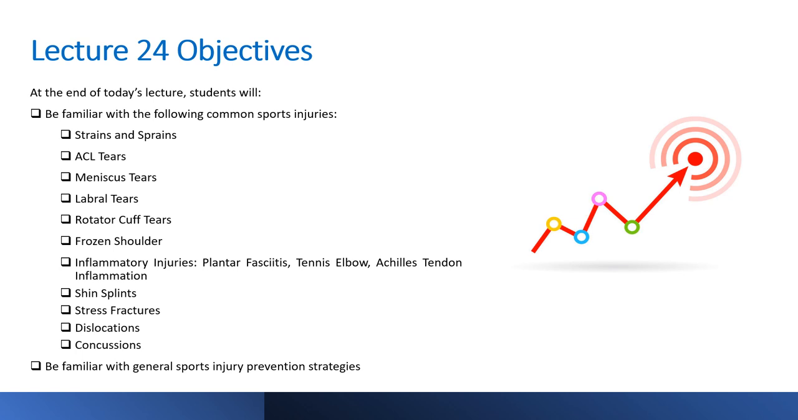And in terms of our lecture 24 objectives, at the end of today's lecture, students will be familiar with the following common sports injuries: strains and sprains, ACL tears, meniscus tears, labral tears, rotator cuff tears, frozen shoulder, inflammatory injuries such as plantar fasciitis, tennis elbow, Achilles tendon inflammation, shin splints, stress fractures, dislocations, and concussions. And be familiar with general sports injury prevention strategies.